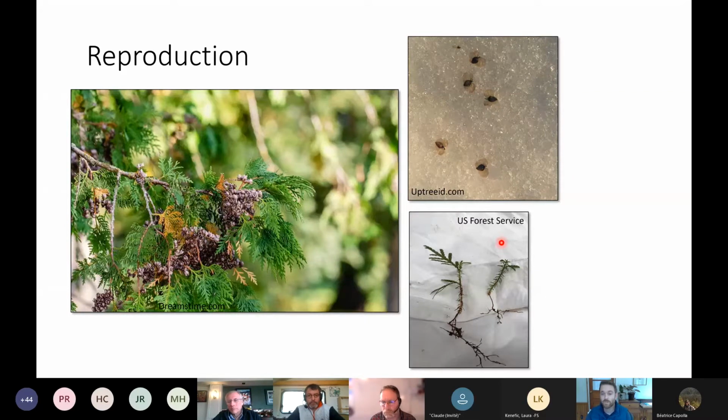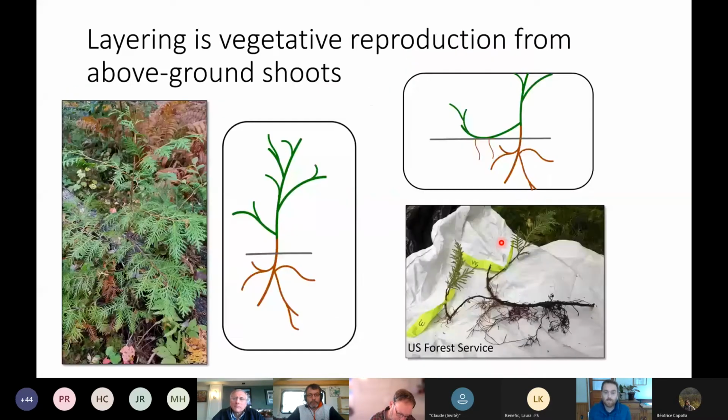And while this brings major benefits to the population because it brings in variation in the genetic structure of that population, it does have some weaknesses. Many species have the ability to reproduce asexually, and this is where layering comes in for northern white cedar. Layering is just vegetative reproduction from above ground shoots.